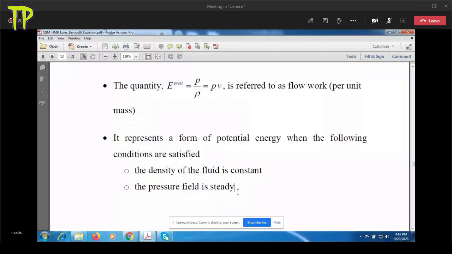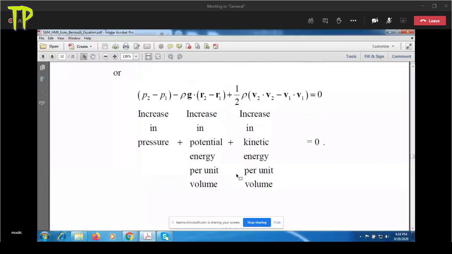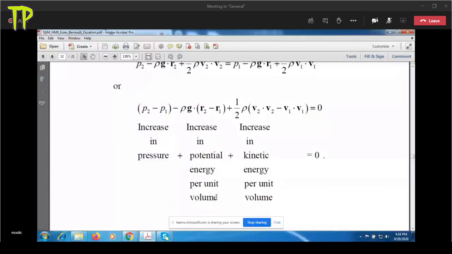Well, in the case of a gas, if it expands and the pressure reduces, you'll get some work done. But the work done may not be exactly P2 minus P1 by rho, per unit mass. As I said, this is potential energy per unit volume. If you divide the whole equation by rho, then it becomes potential energy per unit mass and kinetic energy per unit mass. Then you will have P2 minus P1 by rho.